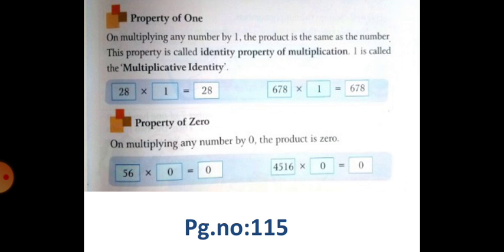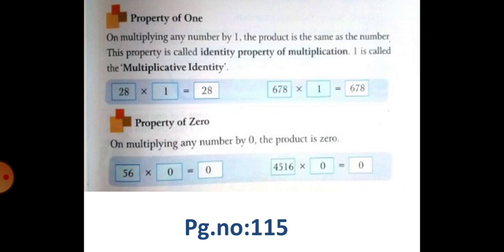Next, property of 0. On multiplying any number by 0, the product is also 0. So 56 into 0 is equal to 0. On multiplying any number by 0, the product is also 0. So 0 is nothing, 0 is no value. So multiplying with 0, we get the answer 0. So 4516 into 0 equals 0.